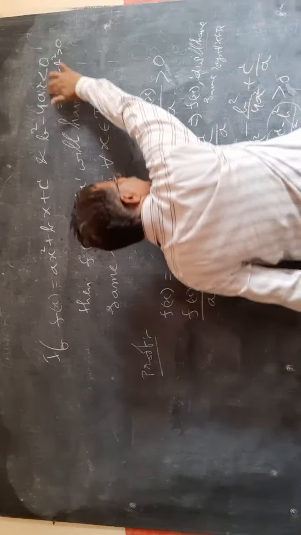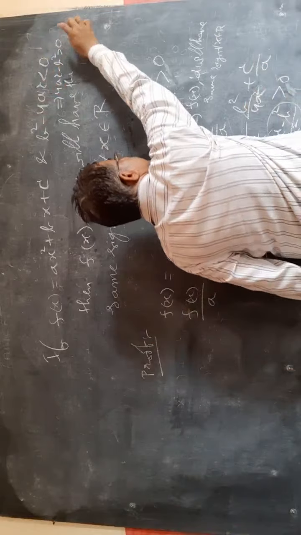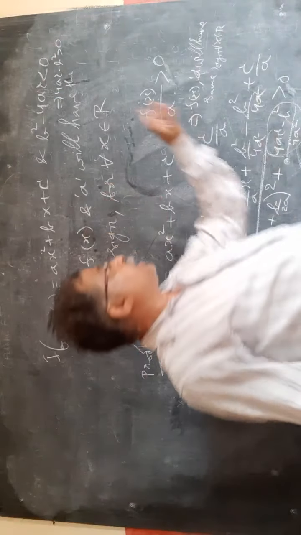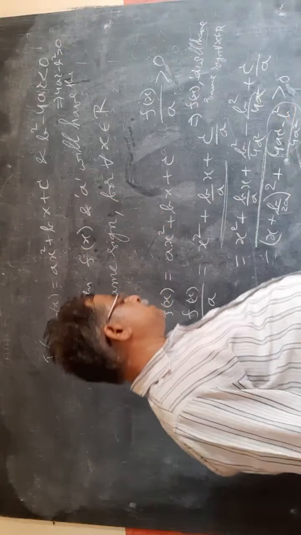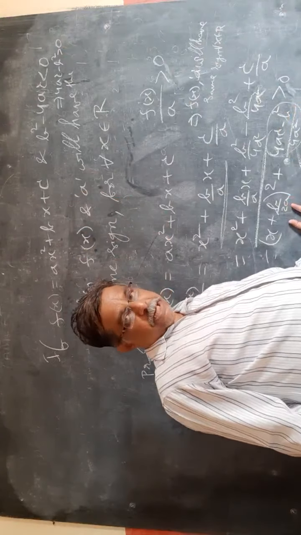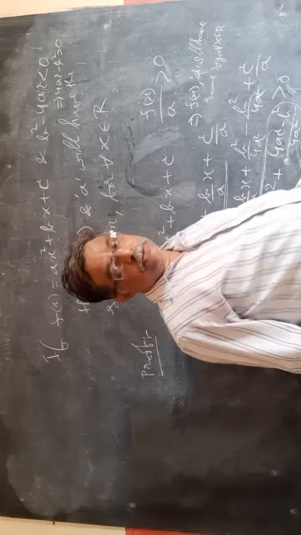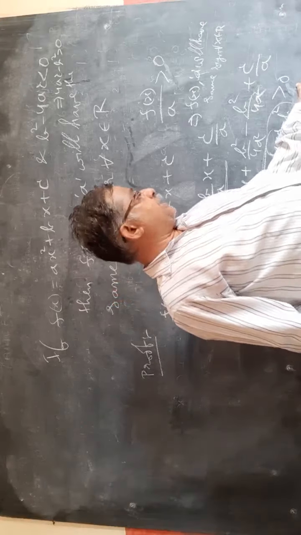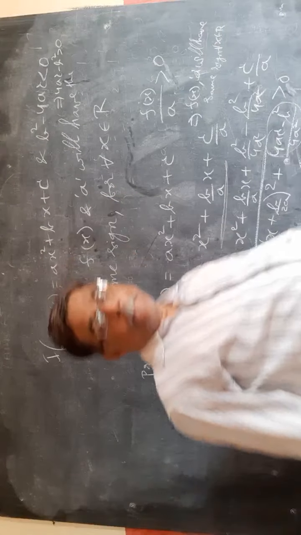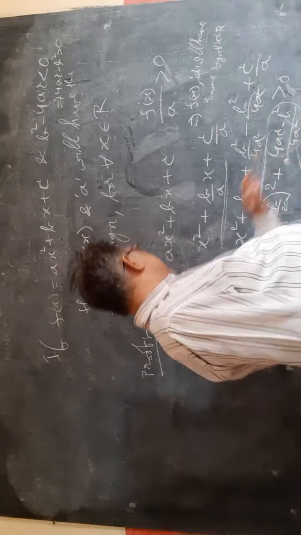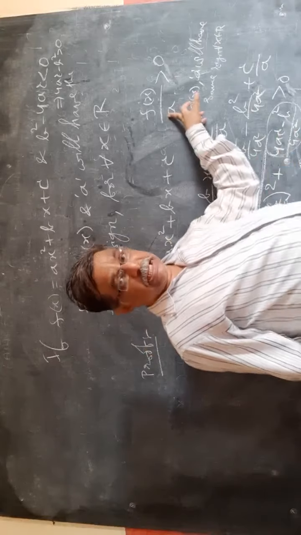Since b square minus 4ac is less than 0, 4ac minus b square is greater than 0 only. This implies this term is greater than 0. This is a square of a number, always positive. Positive plus positive gives always positive, which means the whole thing is greater than 0. This implies f of x by a is greater than 0.